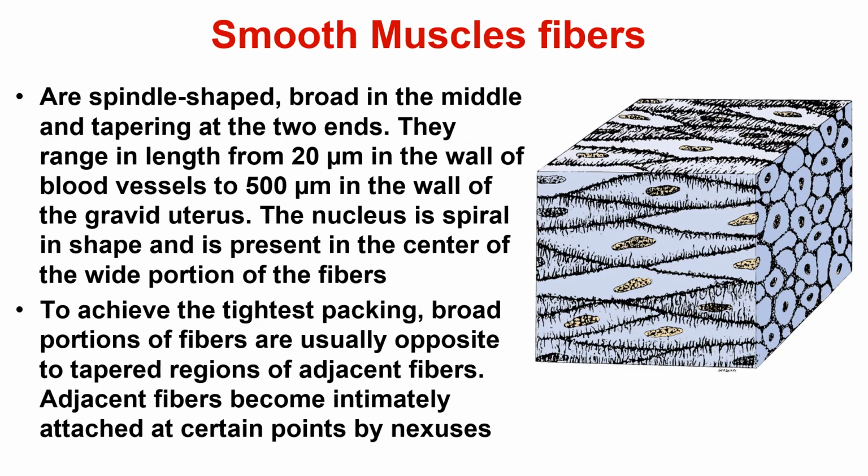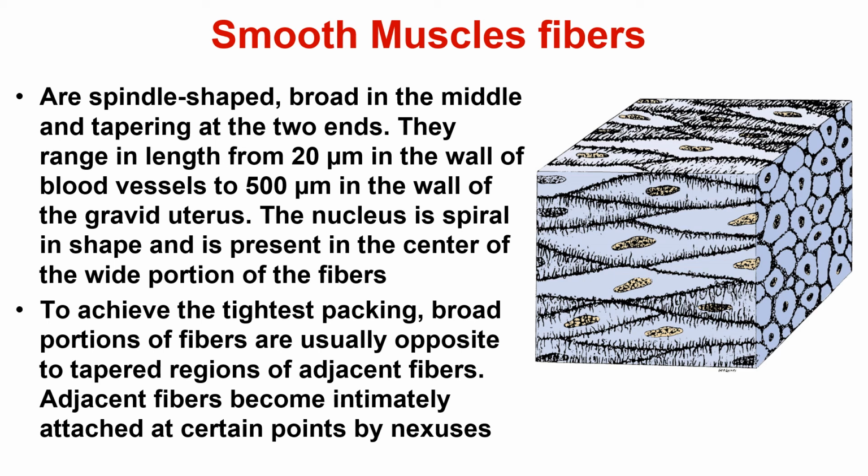The third type of muscle in our body is the smooth muscle fibers. They appear as a collection of spindle-shaped cells. They are broad in the middle while tapering towards their ends. They are of different sizes, with the largest found in the wall of the gravid uterus. Their nuclei are spiral in shape and are present in the center of the wide portions of the fiber.